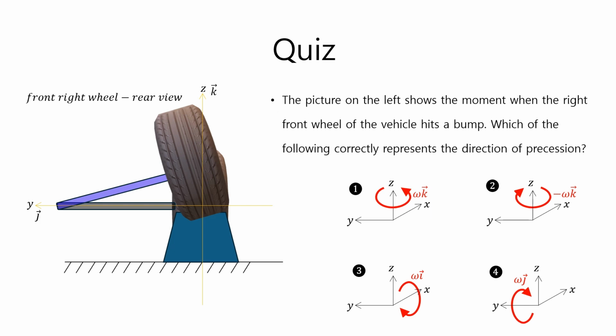I have a quiz for you. The picture on the left shows the moment when the right front wheel of the vehicle hits a bump. Which of the following correctly represents the direction of precession? Number 1. The precession effect occurs along the vertical z-axis. Number 2. The precession effect occurs along the negative z-axis. Number 3. The precession effect occurs along the positive x-axis. Number 4. The precession effect occurs along the positive y-axis. Choose one correct answer.